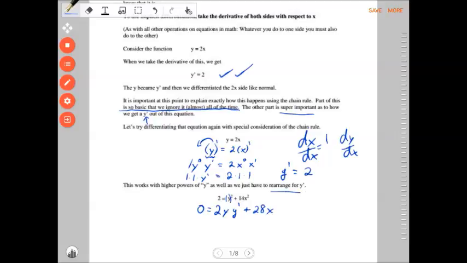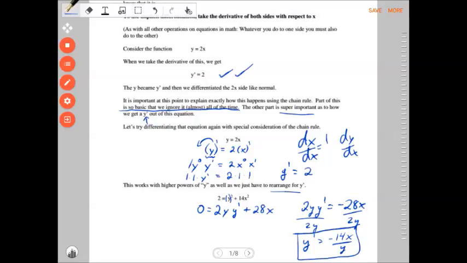So now we have to rearrange for y prime. Well, let's see. The 28 will just come over. So we're going to get 2y prime equals negative 28x. Then divide by 2y, and y prime equals negative 14x over y.